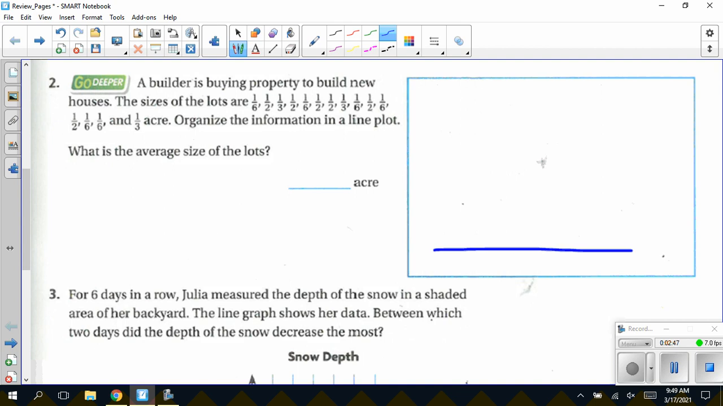where I'm talking about the house lots for the line plot. That is my label. And I know that this was measured in acres. And if I look at my fraction sizes, I see 1/6, 1/2, and 1/3. Those are the 3 fraction sizes that are given. I know the smallest of the 3 is 1/6.